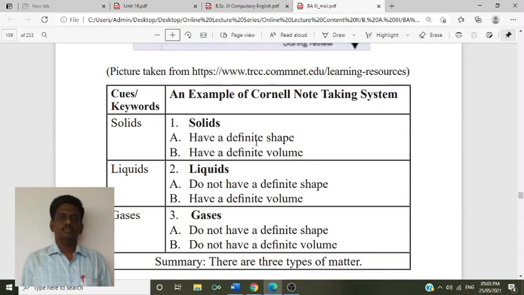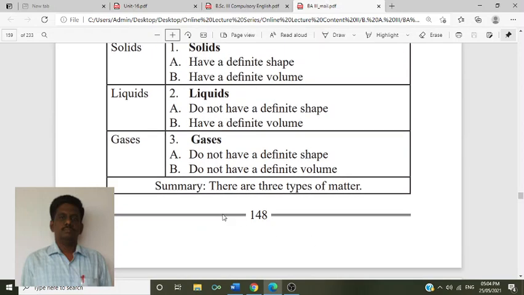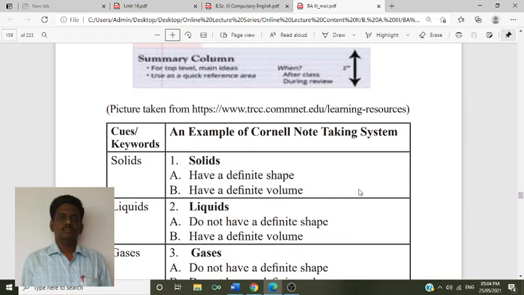solids have a definite shape, have a definite volume. Liquids. So liquid is a keyword and you are supposed to write down the significant characteristics of liquids. They do not have a definite shape, have a definite volume. Gases do not have a definite shape, do not have a definite volume. Summary: there are three types of matter. So you can understand that this is the Cornell method of note taking.